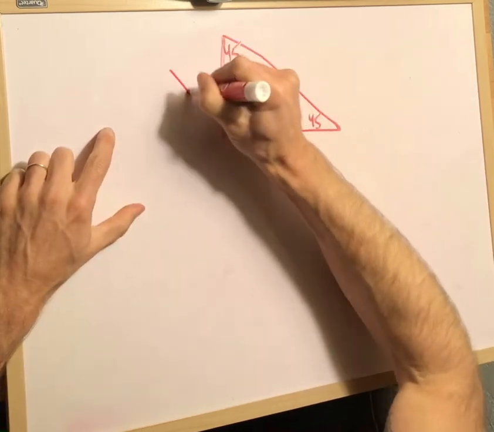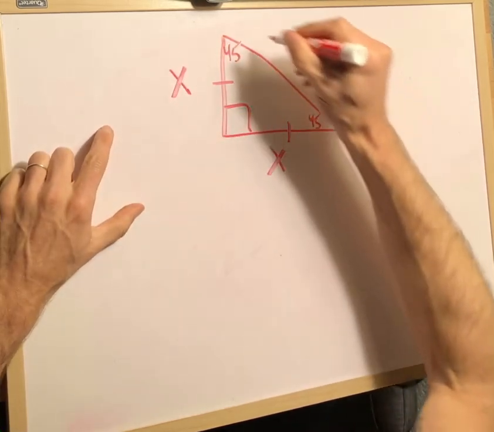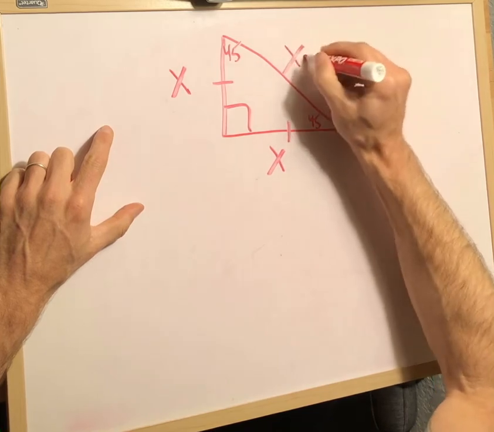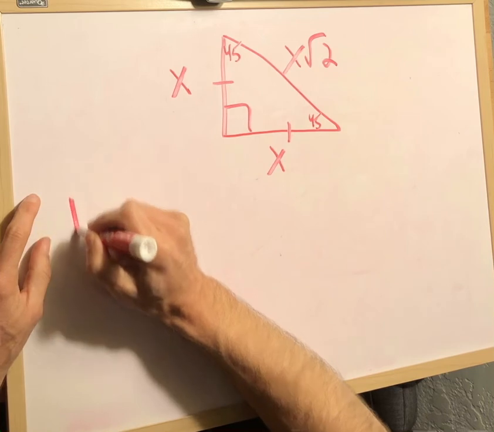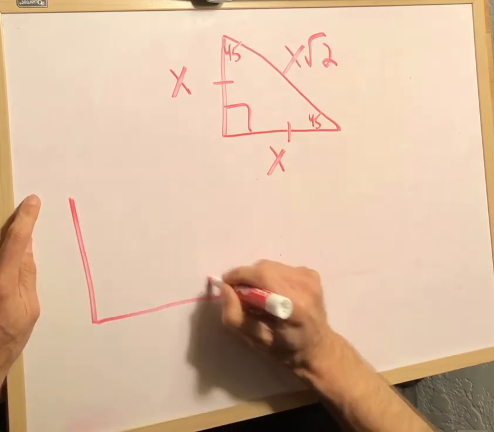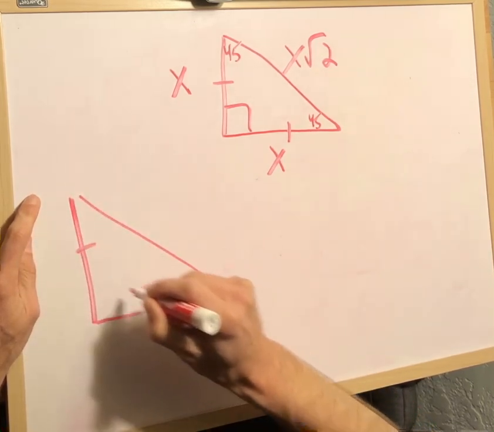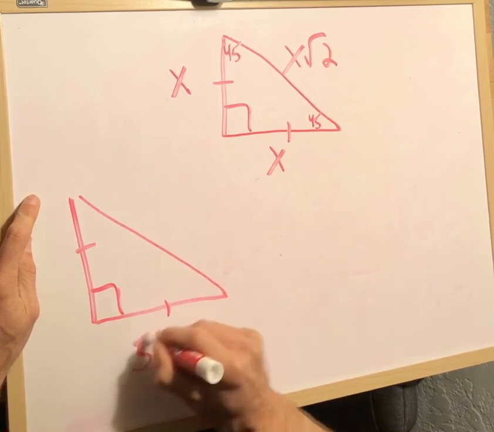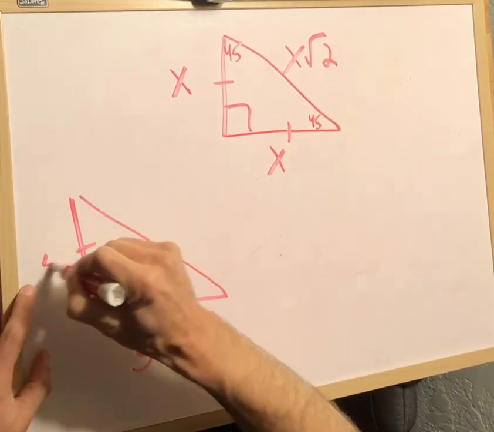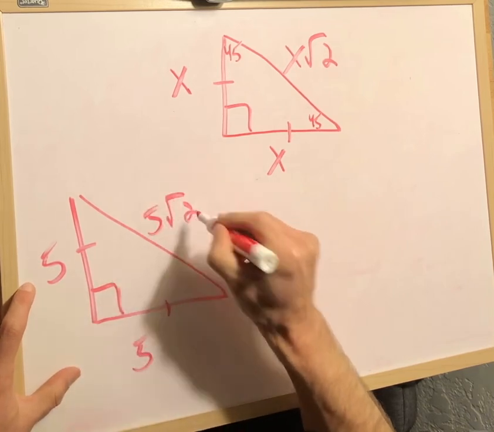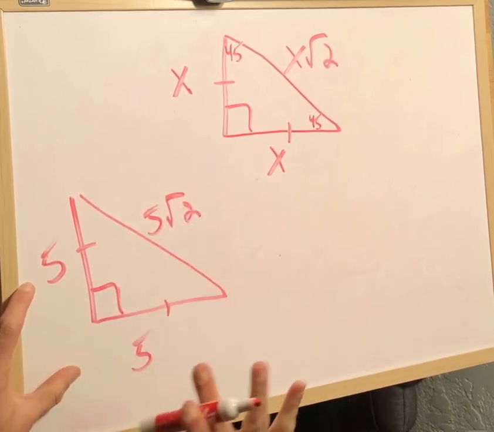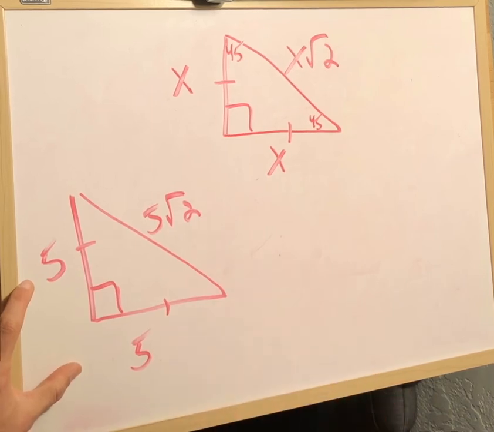If they give you both of the sides as a number, your hypotenuse is that number times root 2. For example, let's look at the first one. I say you have an isosceles right triangle and this side is 5. If this side's 5, this is an isosceles triangle, so they're the same. And this is 5 root 2. That's the pattern. It's not a formula, it's just a pattern.